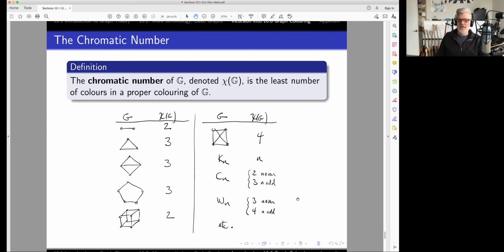Have I lost everybody? Are you just watching cartoons on something else, or is this not too bad? That's fine. It makes sense.